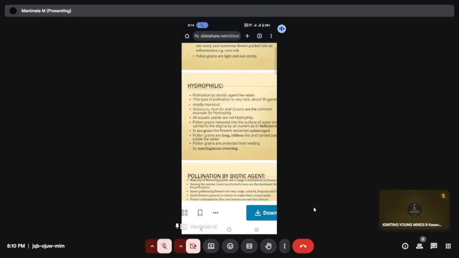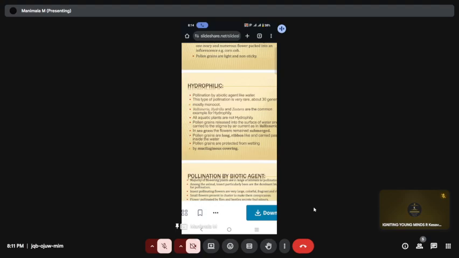Okay, and if you see wind pollinating flowers, what is the main character? They have some hairs, silky hairs, feather like structures in their plant body. So with the help of those hairs, it is able to trap. But in water pollination, when we discuss, they don't have such hairs or anything.